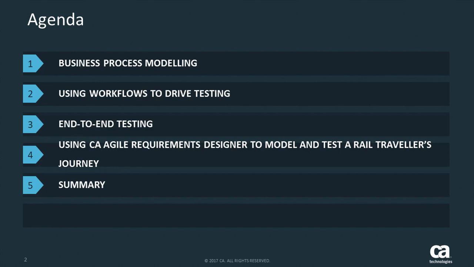So first I'm going to talk about business process modeling in the round, and then look at workflows and how they drive testing. We'll talk about end-to-end testing, and then I'll show how ARD can model and test a rail traveller's journey.